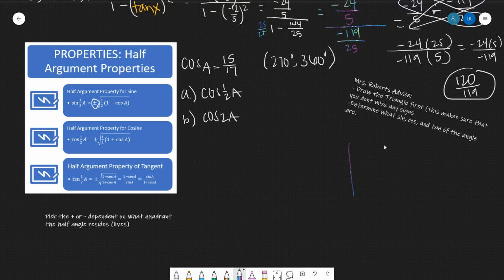So 270 and 360 is the same quadrant we just did. So it's going to be here. Draw it up to the horizon, and there's theta. Cosine is adjacent over hypotenuse, so we have 15 and 17. And then if we were doing Pythagorean theorem, we could do 15 squared plus b squared equals 17 squared. 17 squared minus 15 squared equals b squared. 64 equals b squared. B equals 8. Because of the quadrant that we're in, this is going to be negative 8. So, drew the triangle, made sure not to forget any of our signs.